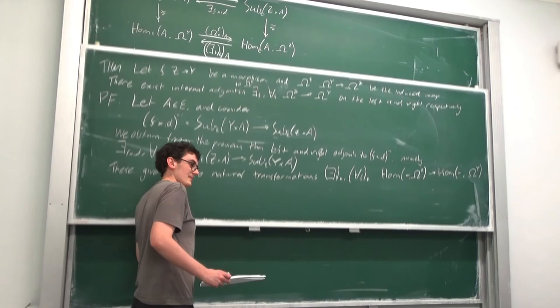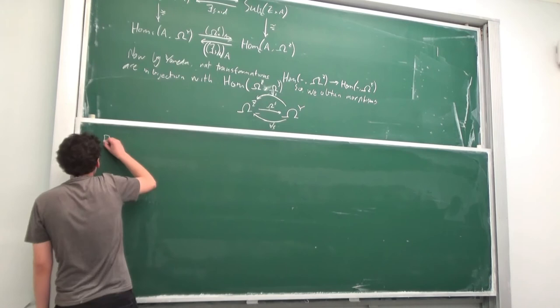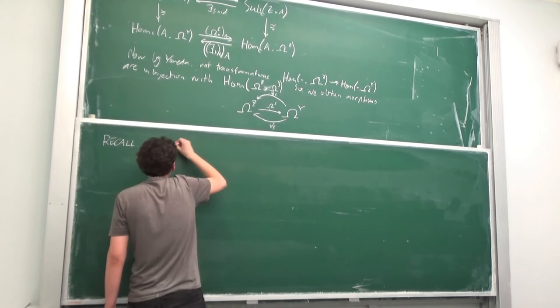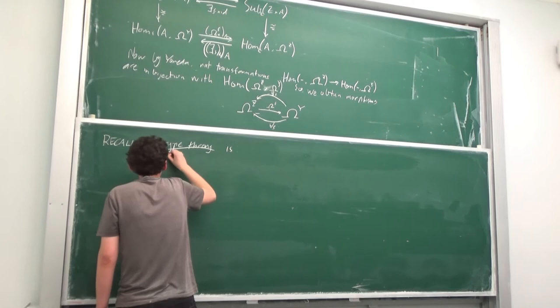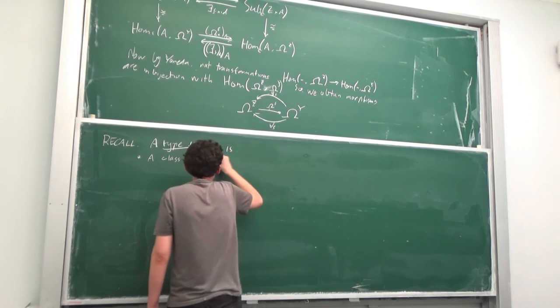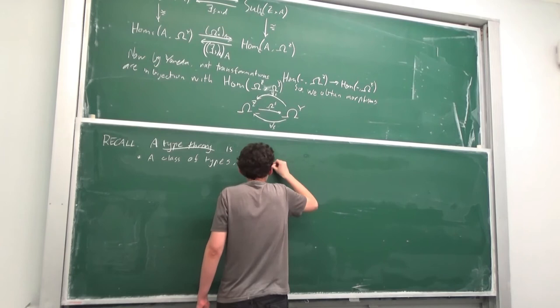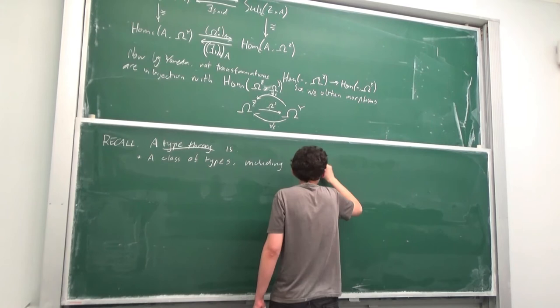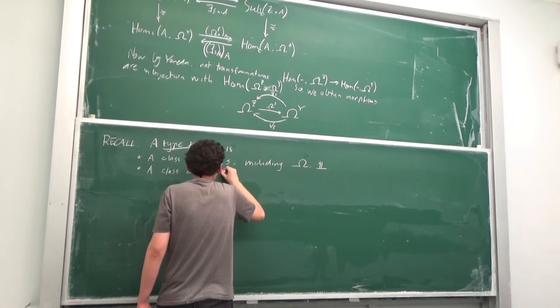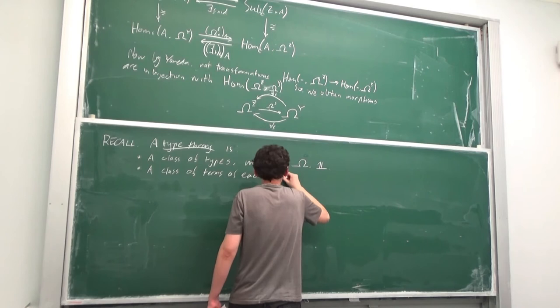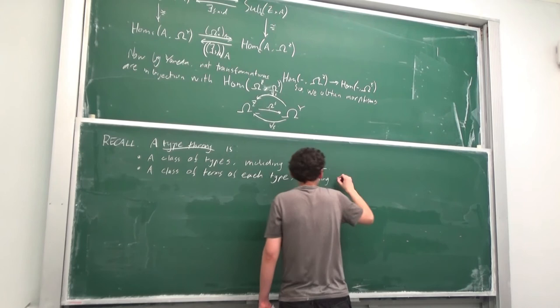Before, in type theory, there is a class of objects or a class of types, including two special types, suggestively denoted as omega and 1. And a class of terms of each type, including countably many variables of each type.